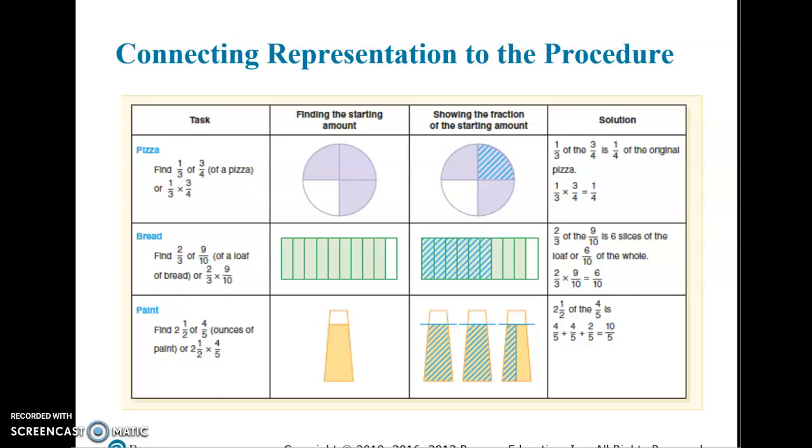Here are some examples of tasks like 1/3 of 3/4, 1/3 times 3/4. You show the original 3/4, then you multiply it and show the answer is shaded as 1/4. Or you could use bread, 2/3 of 9/10. You can use fraction strips that are vertical, and you end up with 6/10. Or you can use paint, 2 1/2 times 4 1/5. You can have students draw it any way you want.